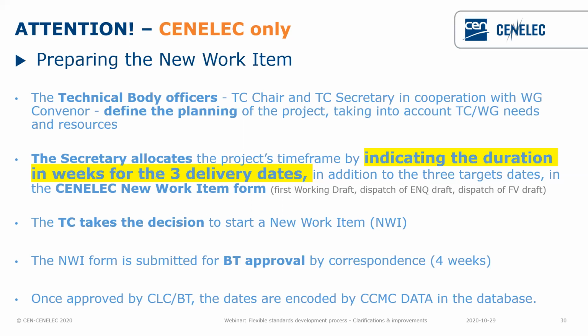And actually, the experience is that when a TC secretary submits the form to CCMC with the 3 target dates, and considering sometimes the delay between the reception of the form by the PM and the possibility to make the BT document, and also considering the duration of the decision by correspondence, very often the date for the delivery of the first working draft or the date for the delivery of the draft for public inquiry did not match the requirement anymore, because those dates would have happened before the BT decision.